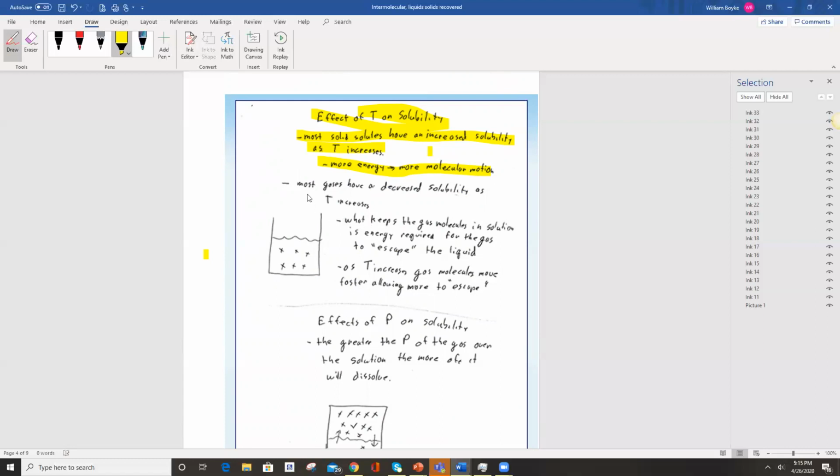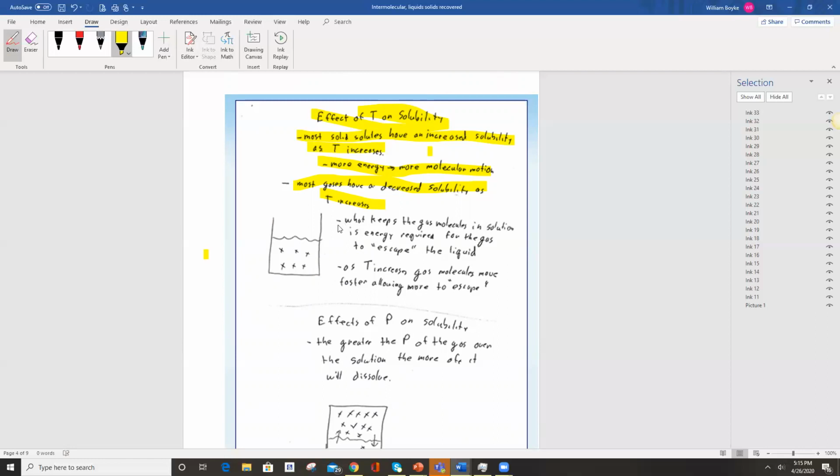Gases act differently. If your solute's a gas, most gases have a decreased solubility as temperature increases. And you're familiar with this as well. Think about what goes flat faster. Think about a carbonated beverage. What's going to go flat faster, if that beverage is warm or cold? Well, now you've thought about it. If it's warm, it will go flat faster. More of the gas will escape.